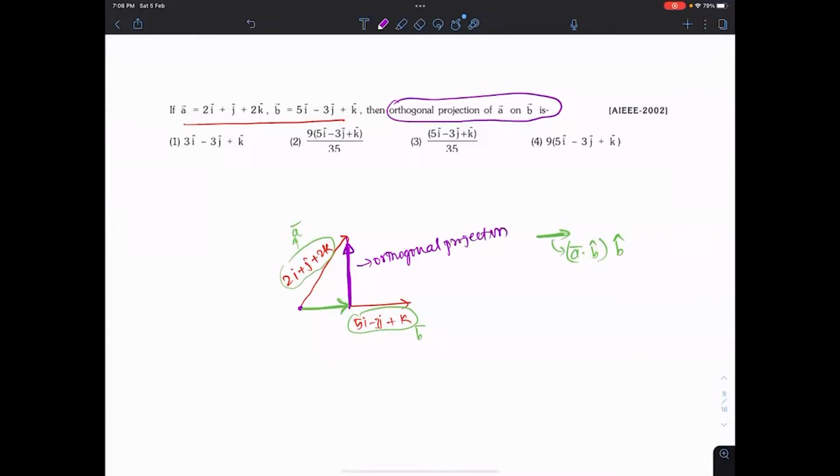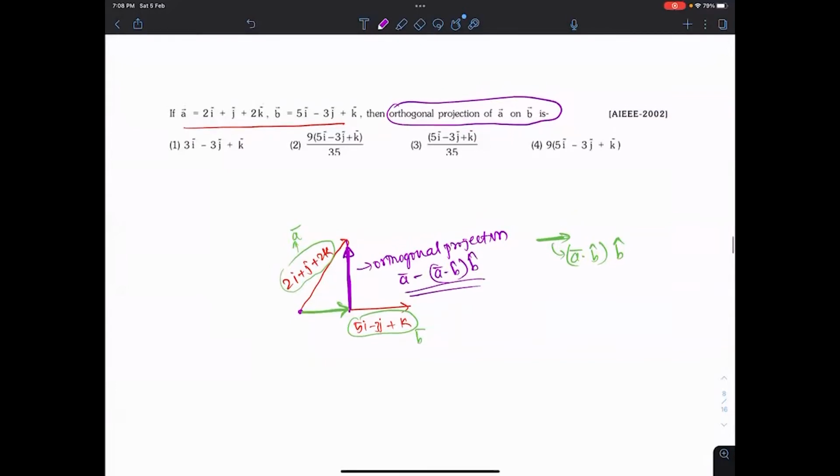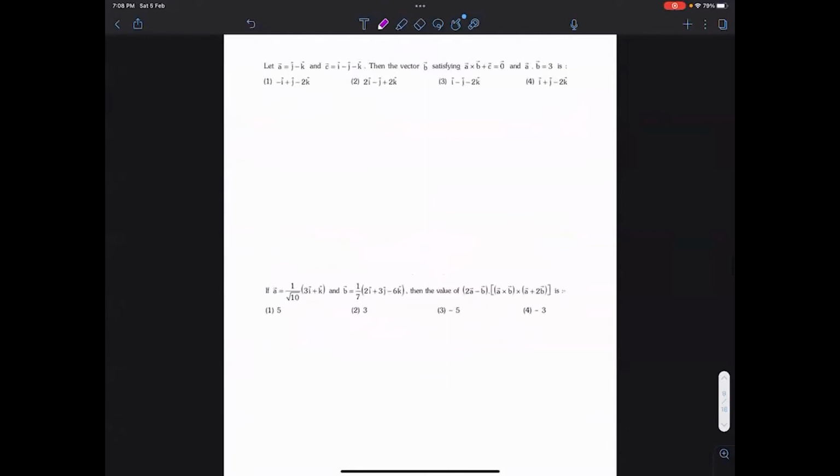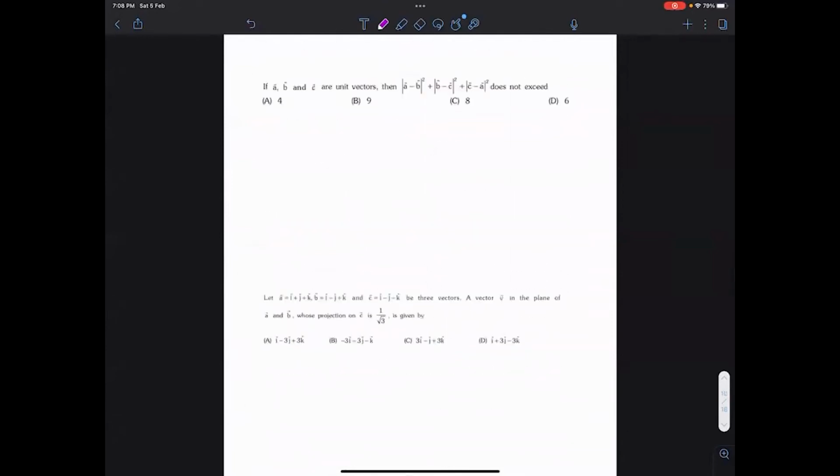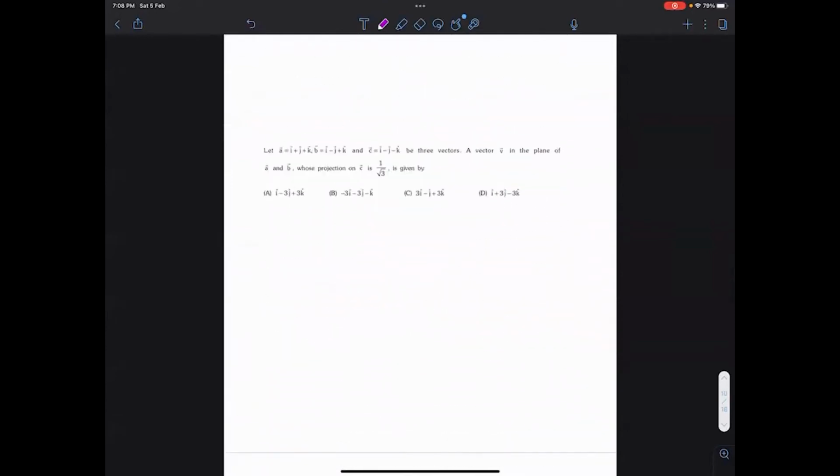So if you just follow the triangle rule, it is A bar minus A bar dot B cap into B cap. That's all. Do that one, you will get it. Next. One more question is there on that one.